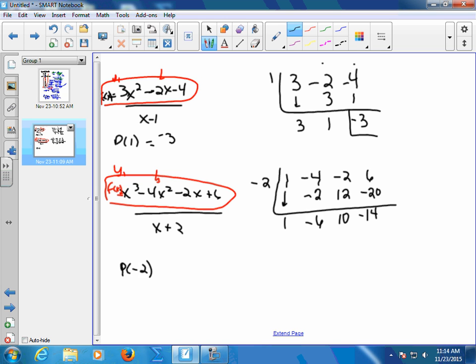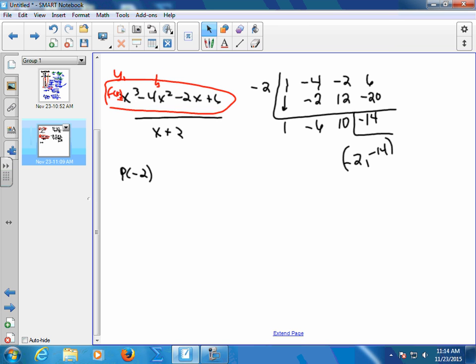-14. So is this a root? Is this a 0 of my equation? Nope. And if you looked at your table, the y value for -2 would be -14. So do we see these? The factor theorem is kind of nice. I'm just going to have you do one more. How about number 4? Let's do number 4 together. And then we'll change this up and I'll give you some other ones.